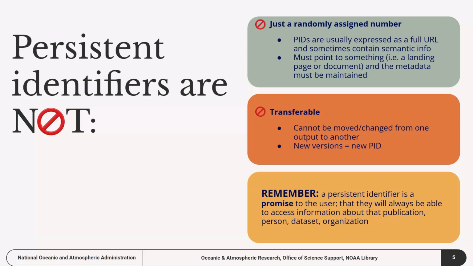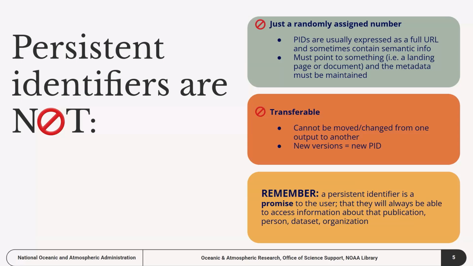Every PID must point to something. Typically, we're pointing to a landing page. Sometimes you'll see it'll point directly to a PDF or to a document. Full disclosure, that's not a best practice. It's usually best for a DOI or some sort of persistent identifier to point to a landing page, but there are instances where pointing directly to a document is necessary. And the metadata itself that underlies everything, that metadata schema and all the information in it must be maintained long term. Forever and ever.